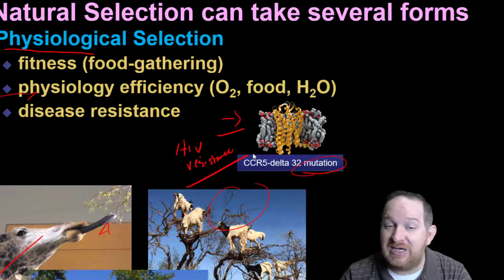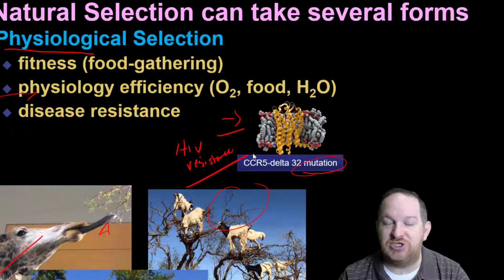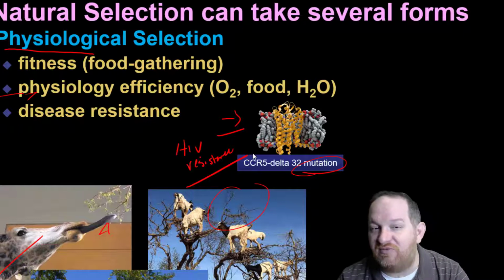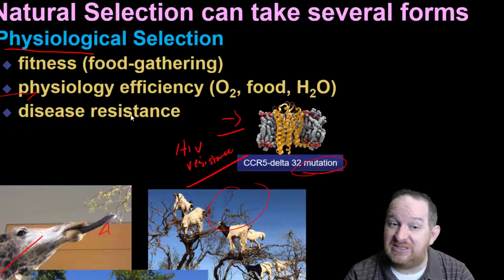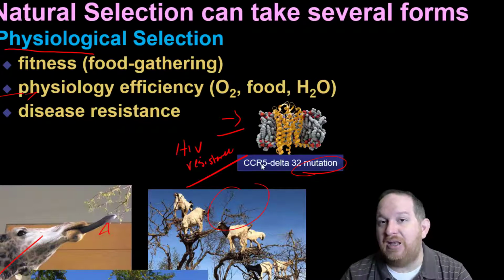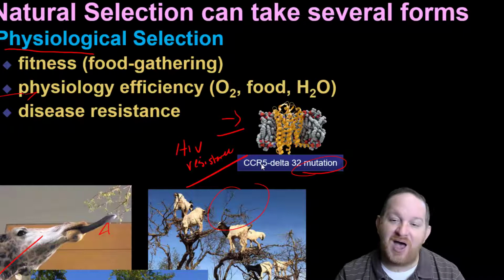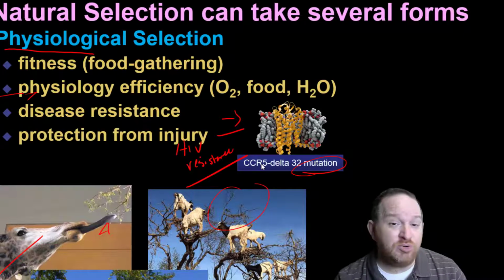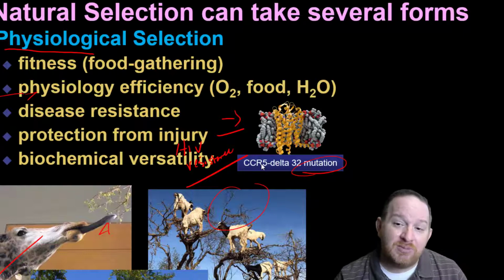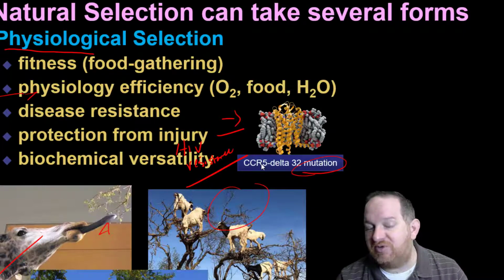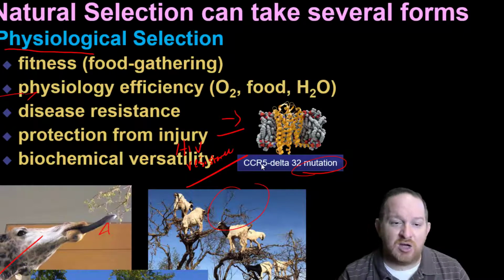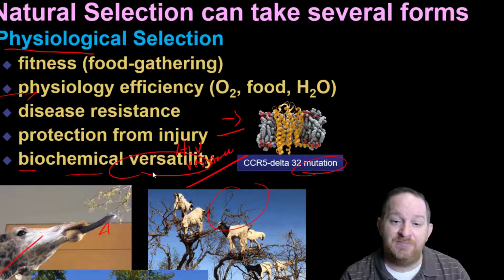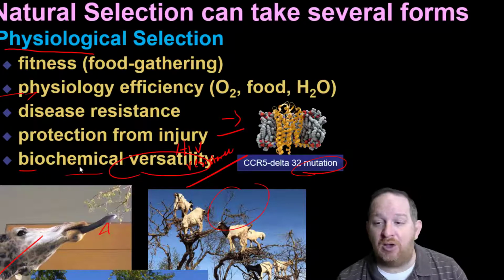So this is evolution in action. We can see humans still evolving because some are resistant to some diseases. And that obviously helps people survive and pass those genes on to the next generation. Protection from injury and biochemical versatility are other examples of physiological selection. I want to talk about this last one, our biochemical versatility, how having different chemicals in our biology can help us.